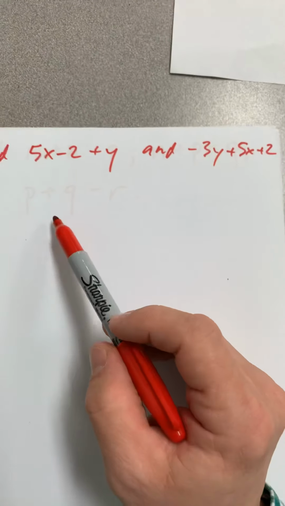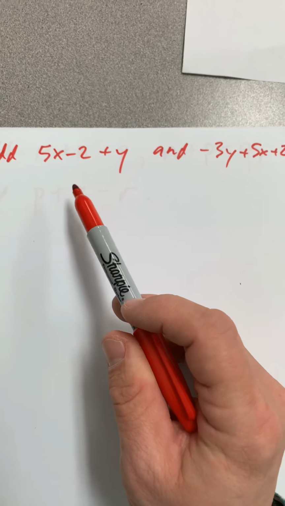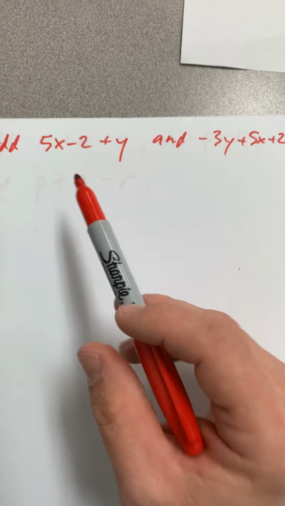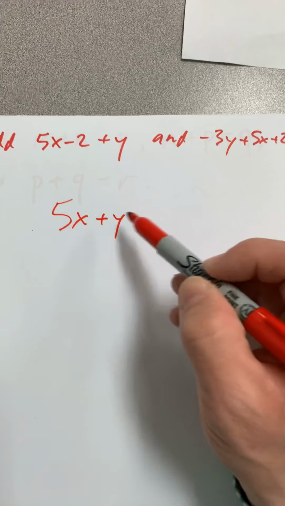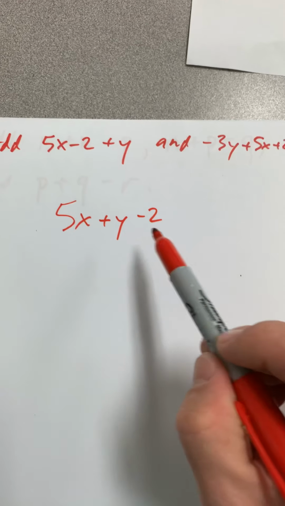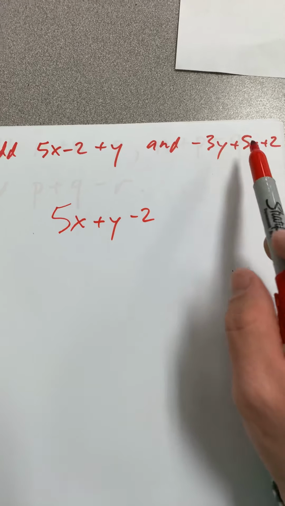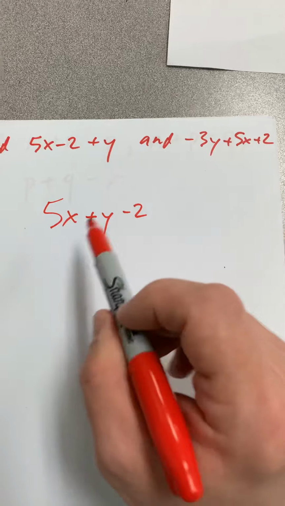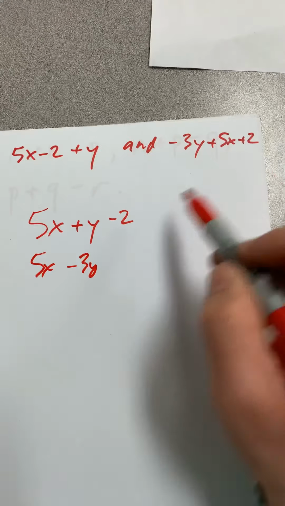So first of all, we want to put everything in descending powers, and we want the polynomials to be in alphabetical order, going from left to right. So I'm going to rewrite this. This is going to be 5x plus y minus 2. All right, so we want x and then y, and then any non-variable term is always going to come at the end. All right, now I'm going to line up, so we're adding these two polynomials together. So I'm going to line up all of my like terms. So it's going to be 5x minus 3y and then positive 2.